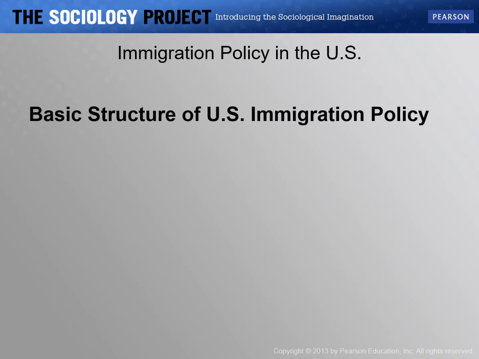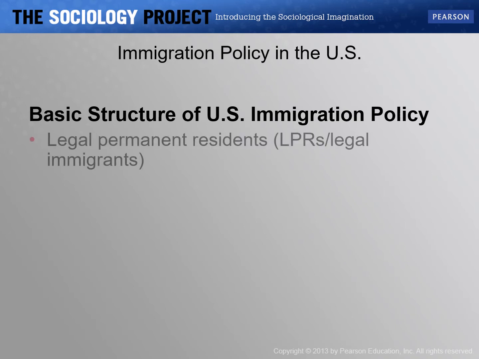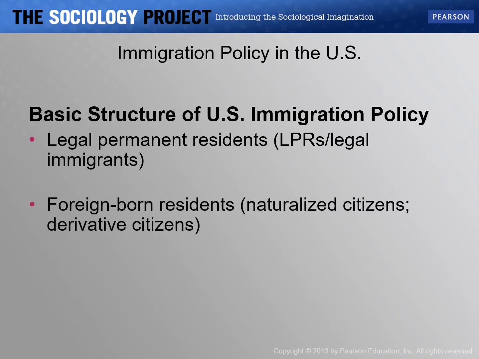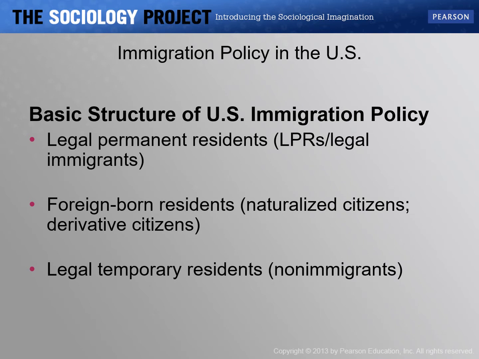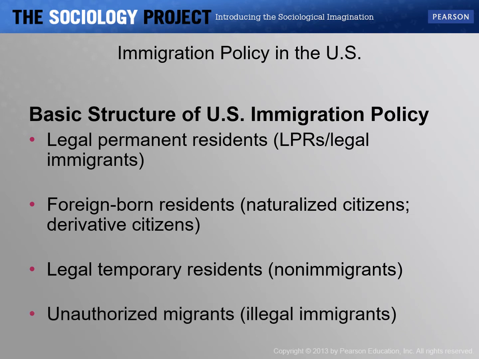Immigration policy in the United States is in flux at the present time. There's legally permanent residents, which would include most of us, foreign born residents or naturalized citizens or derived citizens, and temporary legal residents. These are non-immigrants. And then unauthorized immigrants, or as the term goes, illegal immigrants.